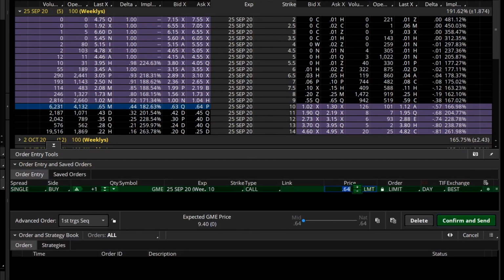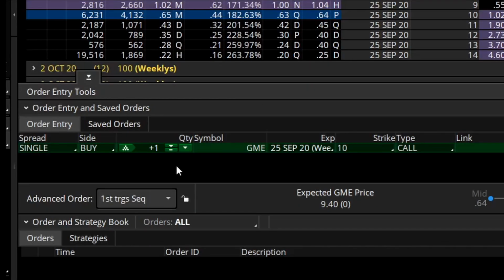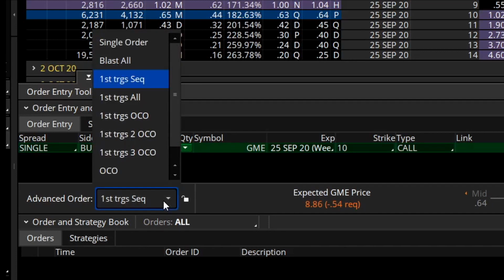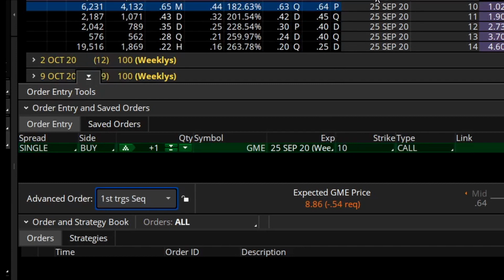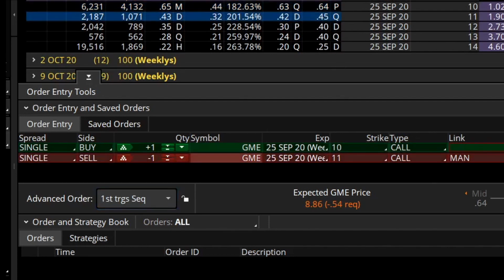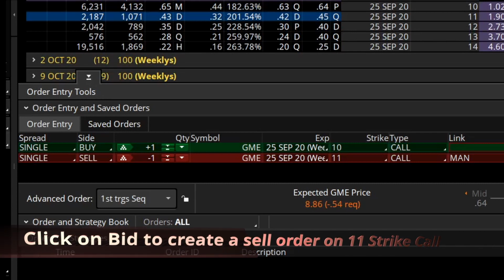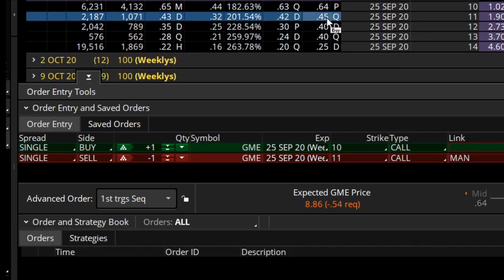If the stock drops, there could be a chance for us to buy those for cheap, maybe 40 cents. What we want to do is when we enter our order for 40 cents, we want to do first triggers a sequence, because this is going to allow us to put in another order. And what we're going to want to do is if we get the 10 call for 40 cents and we get back to where we closed, then I want to sell the 11 call for 42 cents. So that means I'll make a small profit and it will allow me to make another $100 if the stock closes above 11 by the end of the week.